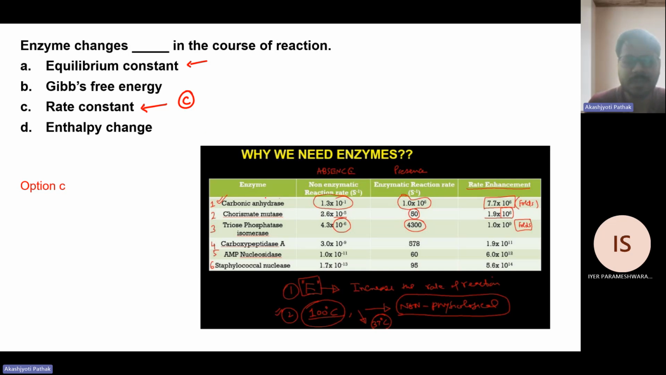So you see all these examples of different enzymes, carbonic anhydrase, chorismate mutase, triose phosphate isomerase. So in presence of the enzyme, the rate constant of the reaction will increase. So you see here the rate enhancement, it increased to around 8-fold increase of rate of reaction. This led to around 1 into 10 to the power 9 folds increase in rate of reaction. So the enthalpy change, Gibbs free energy, all these will remain same. Only the rate constant of the enzyme catalyzed reaction gets increased when enzyme is added. Okay.